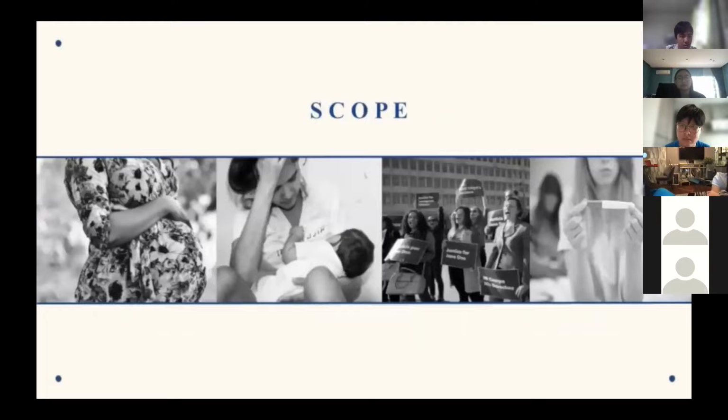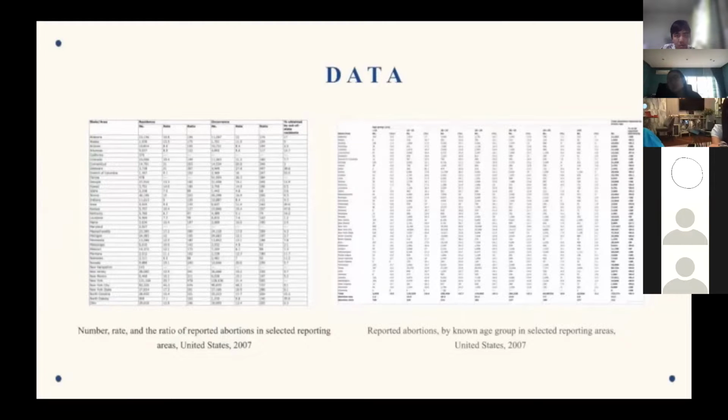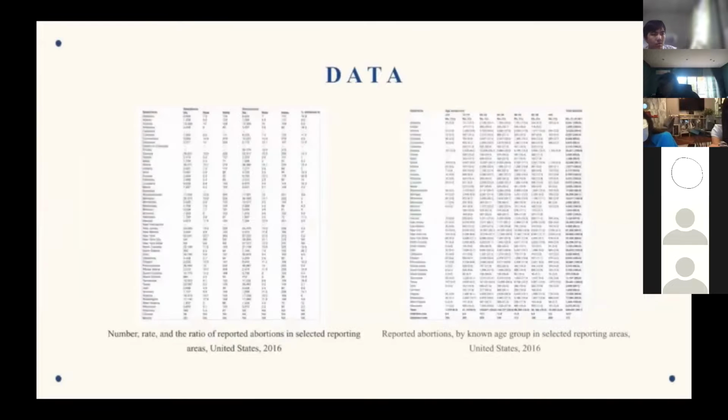This project scope includes manipulating and taking observations of the abortion data in different states in the US. In this case, the data between the year 2007 and year 2016 was used to compare and identify the trends. The reported abortions by known age groups in the selected areas were used to explore how age affects the number of abortions. Finally, a prediction model for predicting the number of abortions in the next 5 years through linear regression.